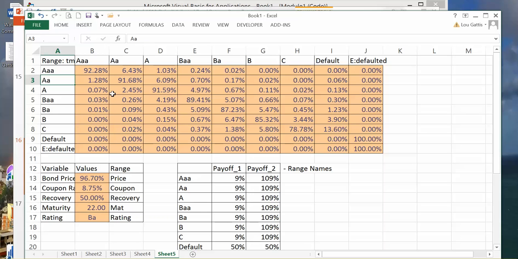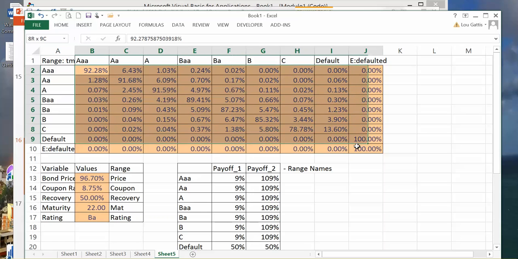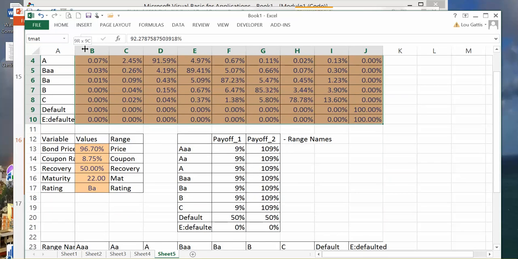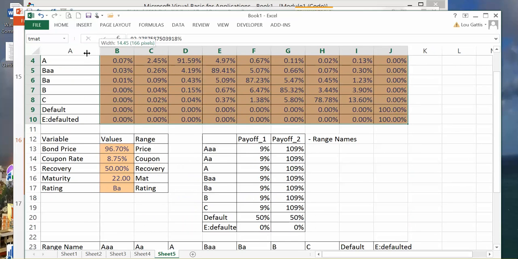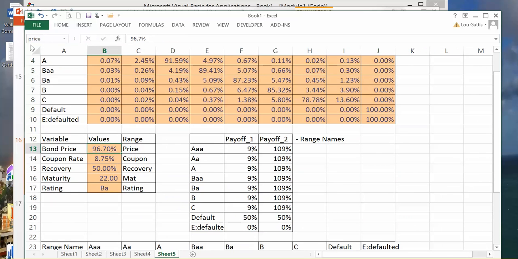This is my 1-year transition matrix. I'm calling it TMAT. Here's my bond price. I'm calling that price. Coupon, recovery, MAT, rating, payoff 1, payoff 2. All right, and also these payoffs are assuming are just a percentage of par.